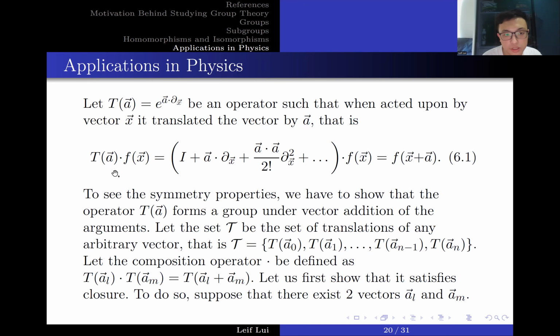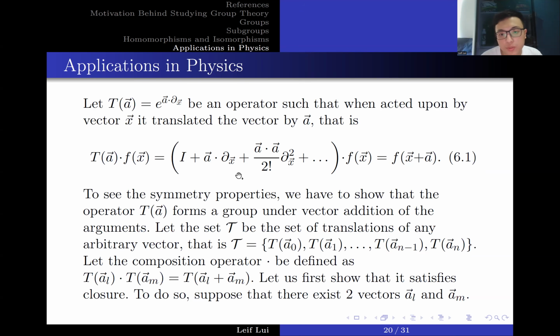So let's act this on some arbitrary function of x, and this is basically the Taylor expansion of e^(a · ∇). And then if we act this on f of x, we just get f(x + a), because this is the definition of the Taylor expansion expanded about a.